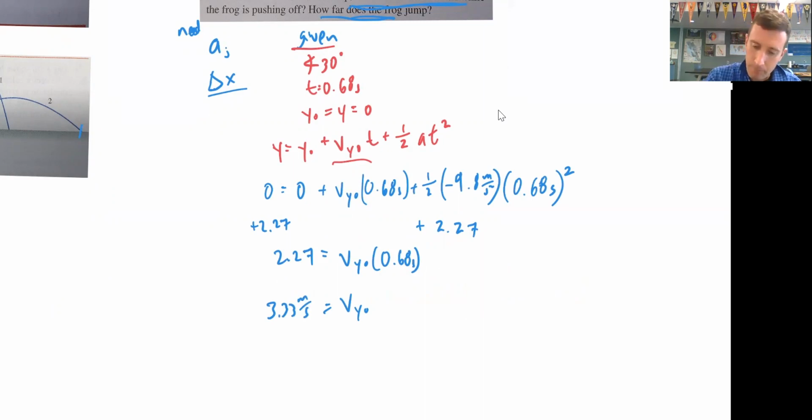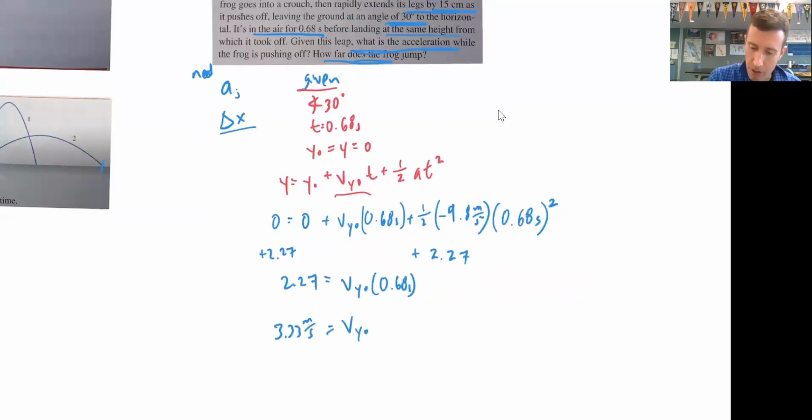Now, my question is, how far does the frog jump? And that's an x version.